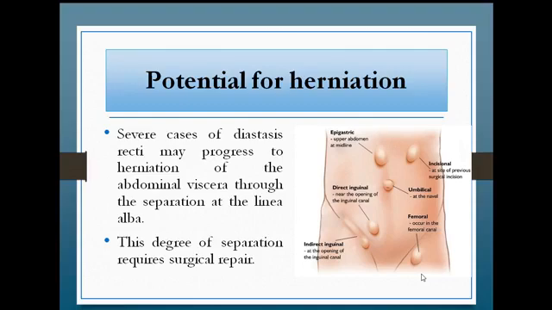Potential for herniation. If there is separation of the rectus abdominis muscle, then the person, whether a man or a woman, has increased chances of developing a hernia. So it should be treated, and if there is herniation, then the final option left is surgery. Then it can't be managed conservatively.